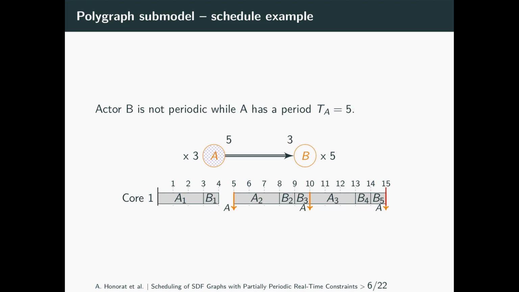Let's see an example. We always use the same SDF graph, and now actor A is periodic. Its period is equal to 5 time units. On the SDF graph, there is a dotted blue pattern on actor A to represent its periodic behavior. And on the schedule just below, the orange down arrows represent the periodic deadlines of A. One scheduler iteration is represented.